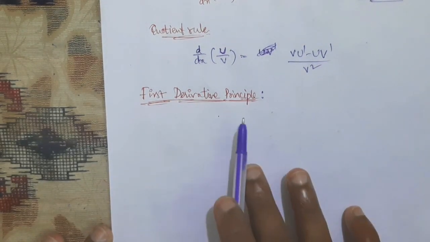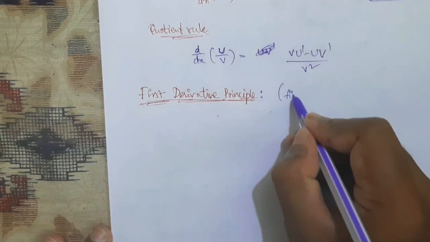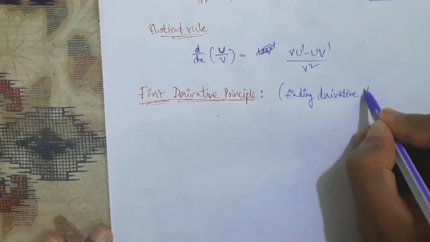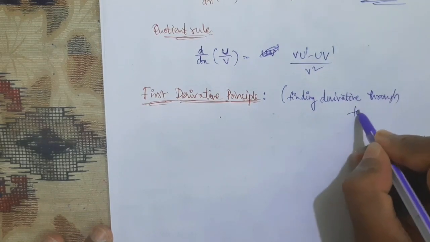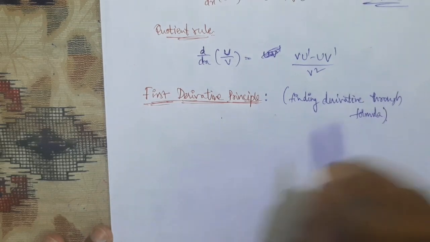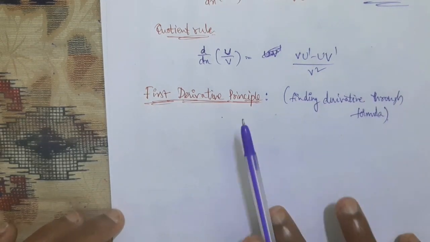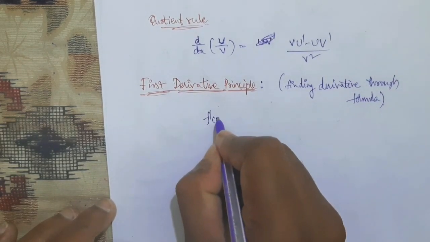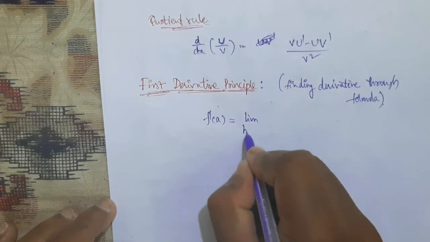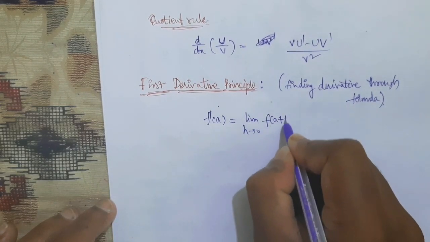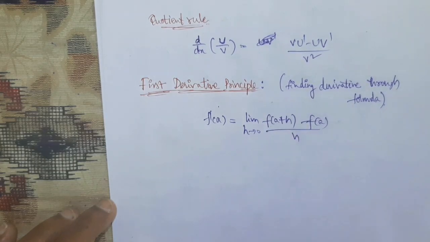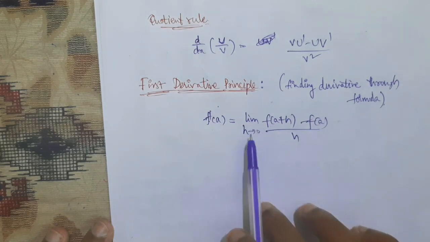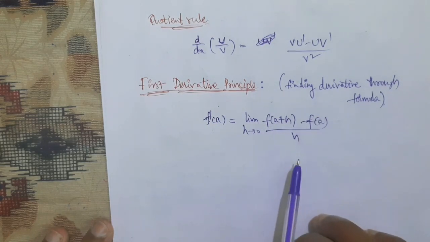This first derivative principle is nothing but finding the derivative of a function like f of x through a formula. That first derivative principle formula is f dash of a is equal to limit h tends to 0 of f of a plus h minus f of a, by h. This is the derivative formula: f dash of a, at x equal to a, is limit h tends to 0 of f of a plus h minus f of a, by h.